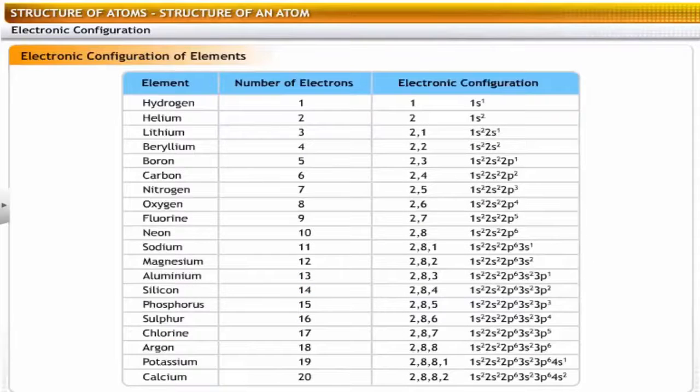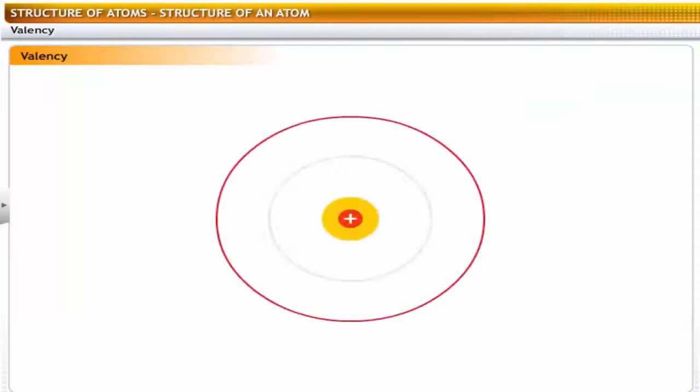Let's observe the distribution of electrons in the given 20 elements. Electrons in an atom are arranged in definite shells. The electrons which are present in the outermost shell of an atom are referred to as valence electrons. From the octet rule, the outermost shell of an atom can accommodate 8 electrons.